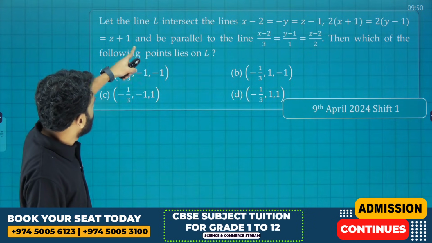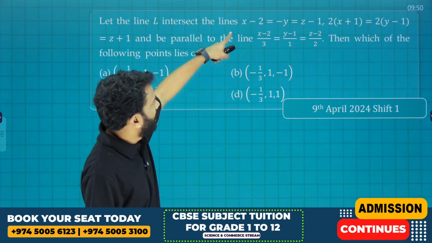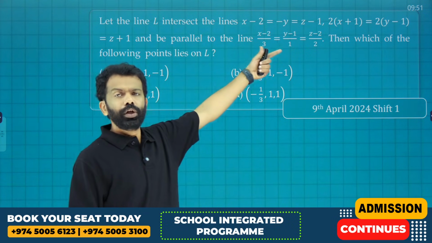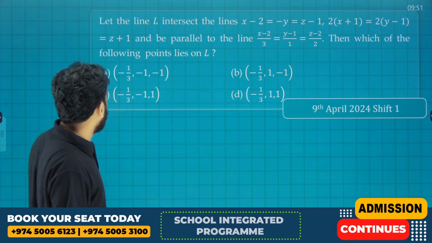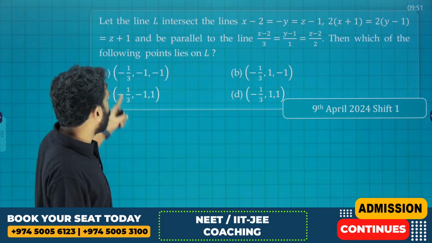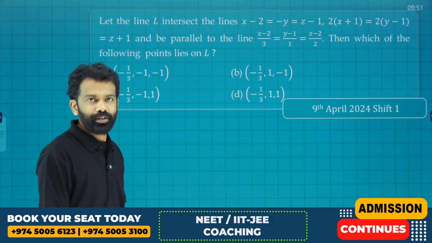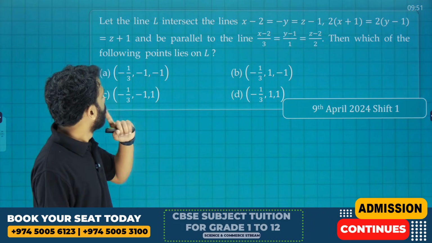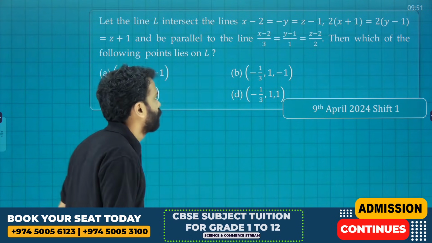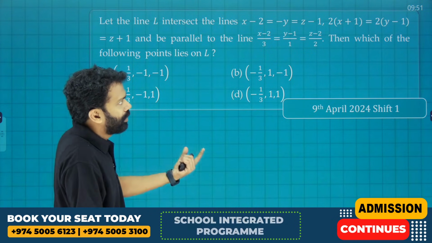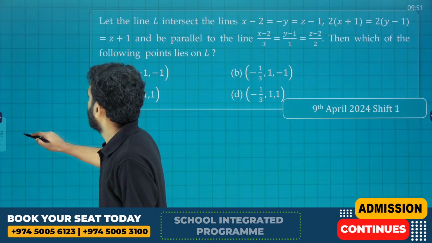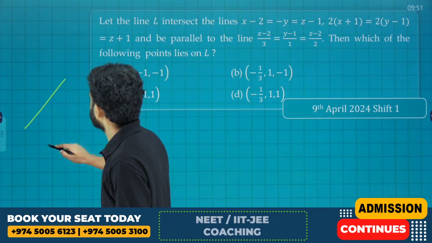Similar question. Let the line L intersect the lines x minus 2 is equal to minus y is equal to z minus 1, and 2 into (x plus 1) is equal to 2 into (y minus 1) is equal to z plus 1, and be parallel to this line. Then which of the following points lies on L? We need to formulate the equation of L first. The line L intersects these two lines, right? Let's formulate it. They haven't mentioned that it is the shortest distance or like that. Therefore, we can start from here. Line L.